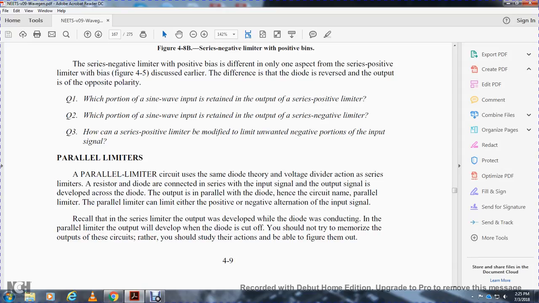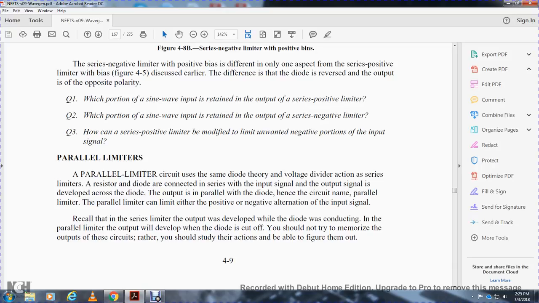Parallel limiters. A parallel limiter circuit also uses the same diode with the theory of voltage divider action as a series limiter. The resistor and diode are connected in series across the input signal, with the output developed across the diode, in parallel with the diode, hence the circuit name, parallel limiter. The parallel limiter can limit either the positive or negative alternation of the input signal.